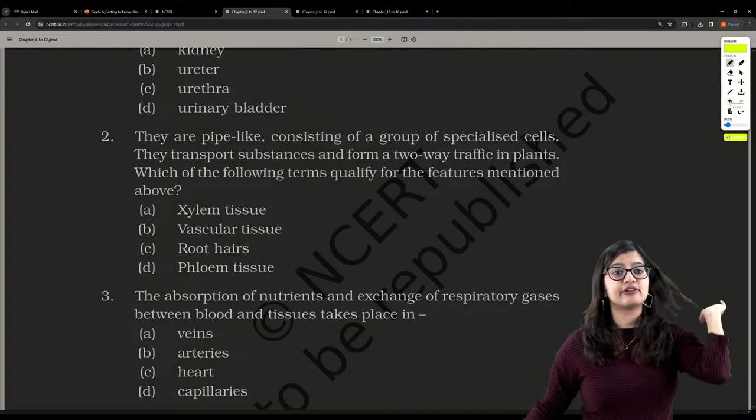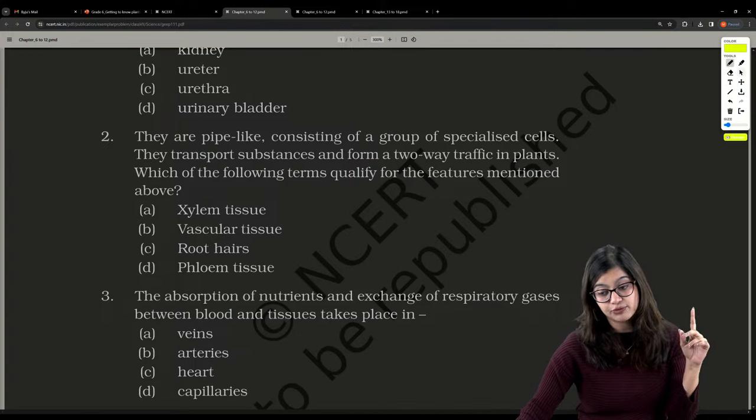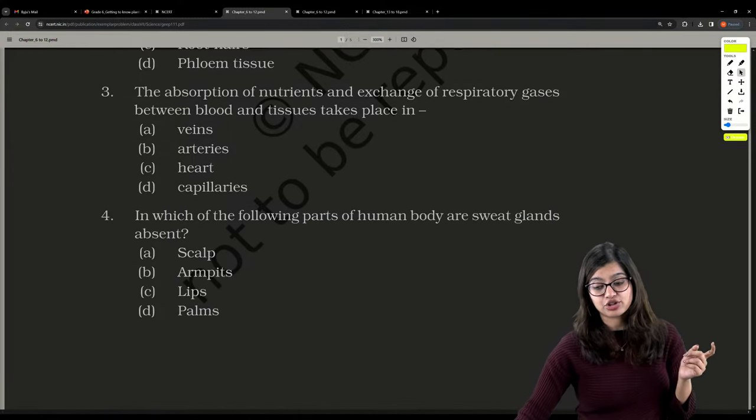Ma'am, do hydra and ferns have spore formation? No. Chaitanya, in ferns you find spore formation. In hydra, reproduction is through budding. It is different.